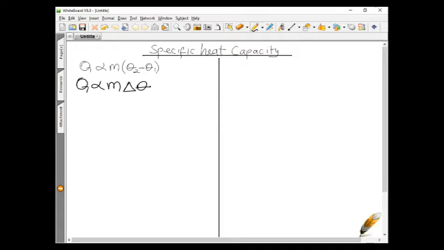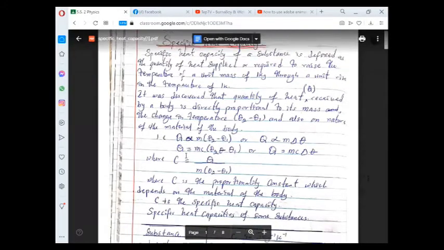Now, we need to introduce a constant. You know, going back to mathematics, we need to introduce a constant so that this proportionality sign will change to equal to. Then we can have something like this: Q equal to C M change in theta. Now, this C is what we call the specific heat capacity of an object, and that is what we have over here.